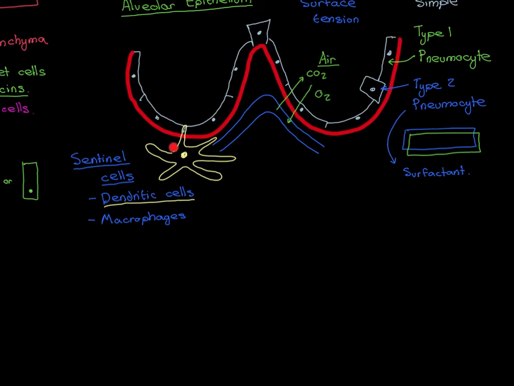Okay, and these even extend into the alveolar spaces by going between the type 1 pneumocytes, like so. Okay, so there is a dendritic cell. Now let me put in a macrophage. Now, macrophages are going to be in two places in the alveolar epithelium. Of course, you will have macrophages in the underlying connective tissue. So here is a macrophage. And by the way, I should specifically call it a resident macrophage.